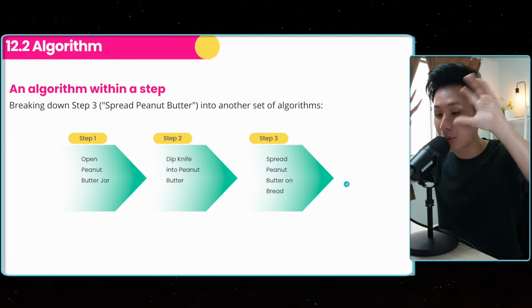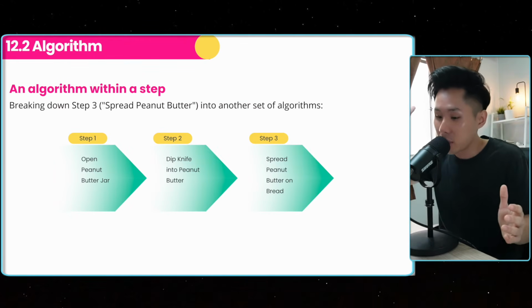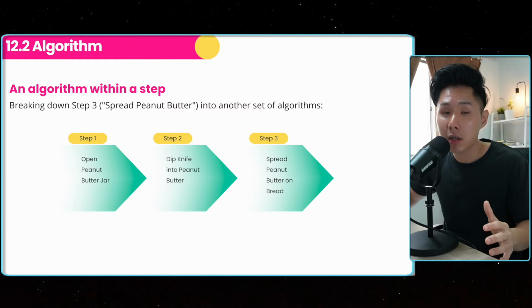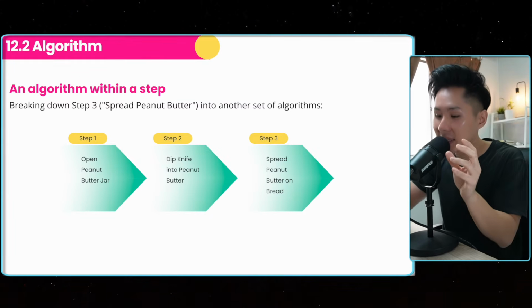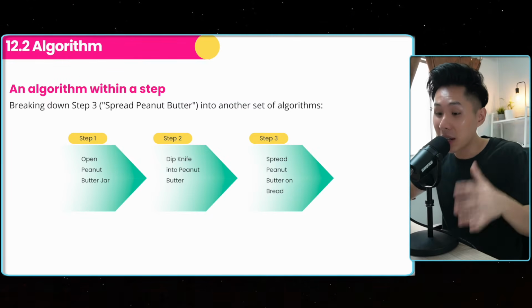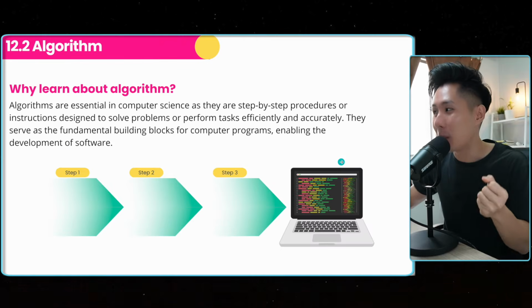So first you have a programming problem that is very big. You break it down further into a series of algorithms, and you find out that within one step in the algorithm, you can still break it down further. So this is what we'll be learning.